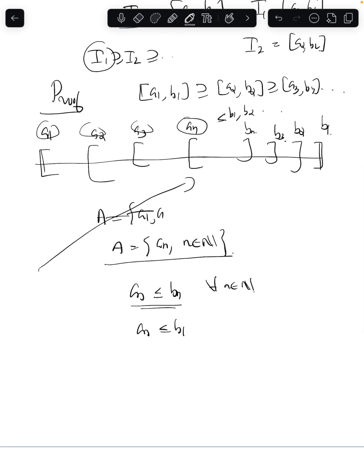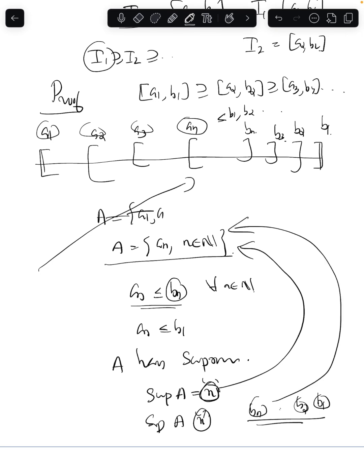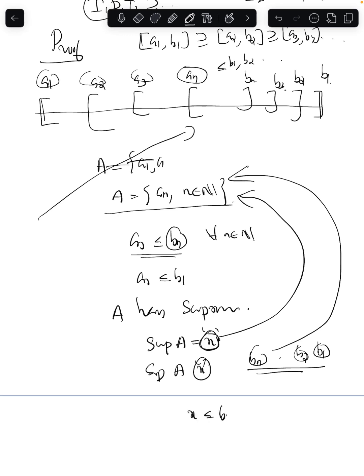Then by the supremum property of R, which says that a bounded above set has a least upper bound, A has a supremum. So we take the supremum of A to be x. Every bn is an upper bound of the set A, and since x is the least upper bound of A, we can say that x is less than or equal to bn for every n belonging to N.